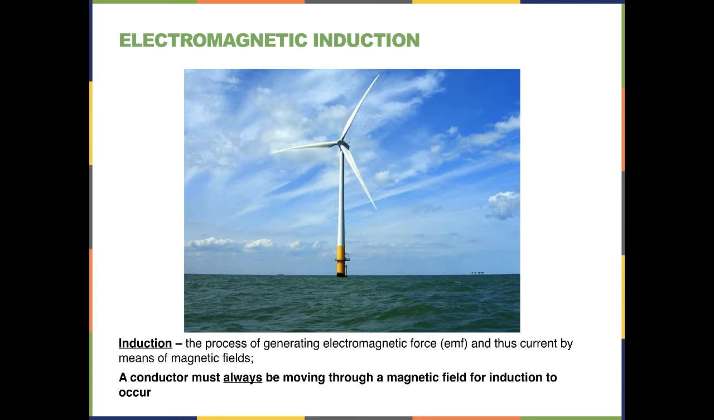For this to occur, a conductor must always be moving through the electromagnetic field for induction to occur. If the conductor is motionless, then no current will occur.